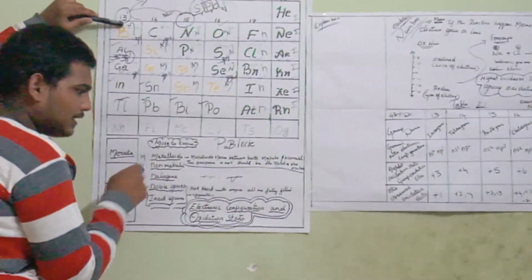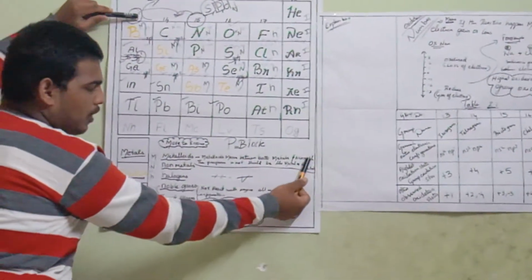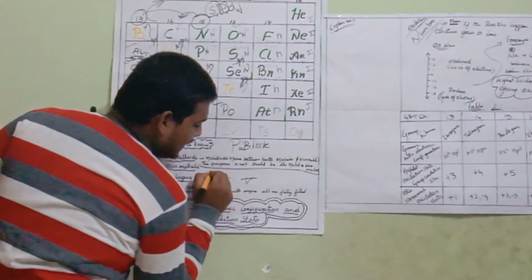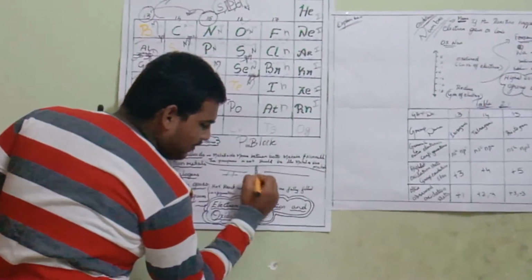What is meant by the metalloids? Metalloids means between both metal and non-metal. A metalloid means it should be between. For example, it is a metal, it is a non-metal. A metalloid means it should be present in between.